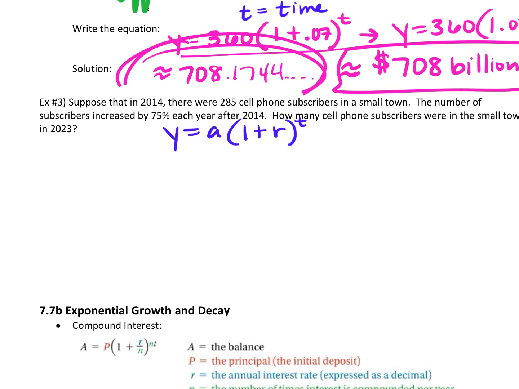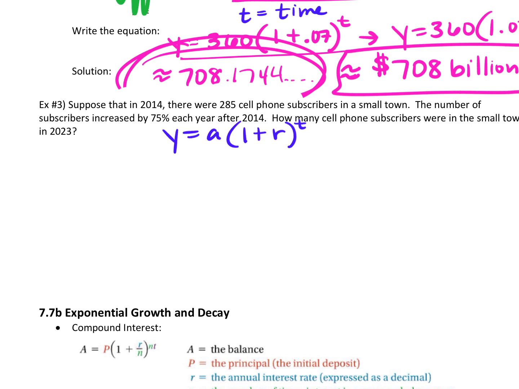Let's take a look. What is your a? What was the right answer? I'll tell you in a minute. 285. I'll talk you through it. 285 is your starting amount. So there's 285 cell phone subscribers. It increased by 75%. What is 75% as a decimal? 0.75, not 7.5, not 0.075, right? Just 0.75. So 1 plus 0.75 to the t. Okay, so that's your equation. You're going to plug in what number for t?